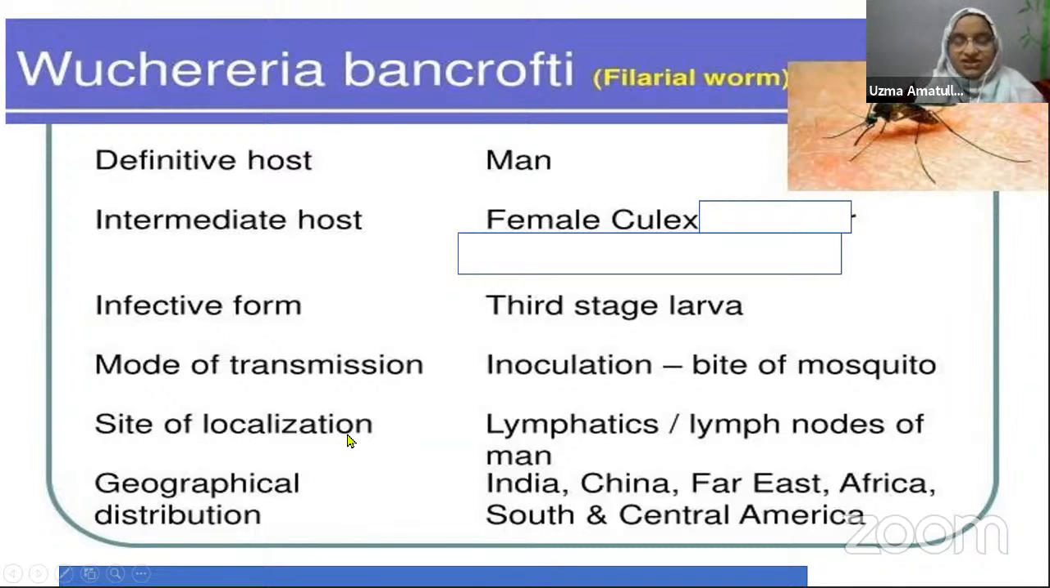Now, the site of localization, where these organisms live: they live in the lymphatics, the lymphatic system, the lymph nodes of man. And where is this parasite distributed in the world? You will find these parasites in India, China, Far East, Africa, South and Central America. These are places where there is stagnant water or proper sanitation is not done; these mosquitoes will breed and this disease spreads.